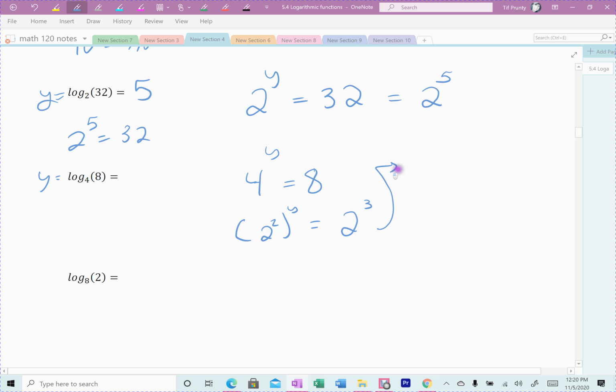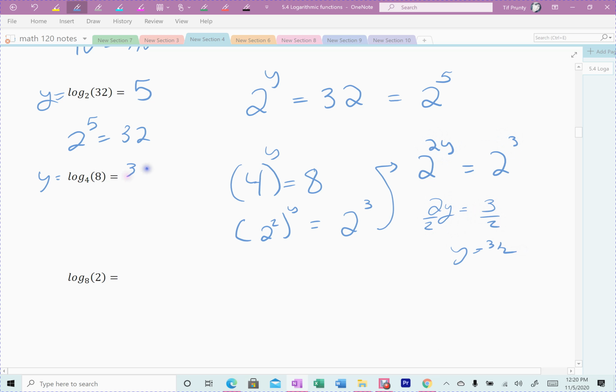Right? And then I will rewrite it. So this is 2 to the 2nd, that's the same as 4, right? All I did was change 4 to 2 squared. Well, 2 squared is 4. And now it's going to be 2 to the 2 times y, right? When I raise it, I multiply, and that equals 2 cubed. Which tells me, since I have the same base, the exponent 2y has to be equal to 3, and so if I solve for y, I get y equals 3 halves.